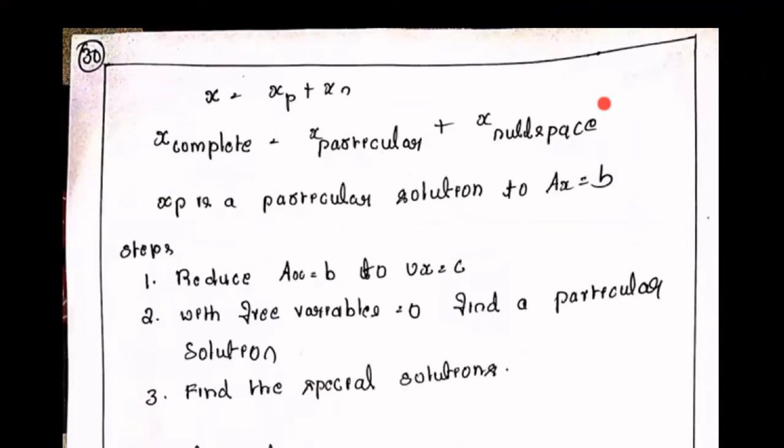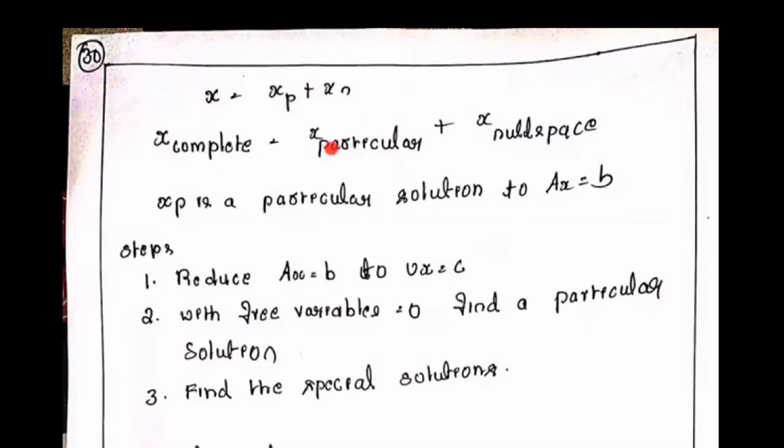xp is a particular solution to ax = b, that I already explained. So these are all the steps you should follow to solve the particular criteria. Reduce ax = b to ux = c. That is what you should do. Then, if you make the free variables equal to 0 in the particular equation, you'll directly get the particular solution. This part you'll get very easily. We'll see that in a problem.